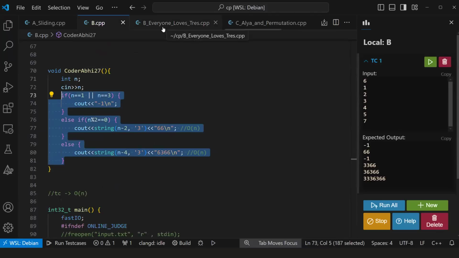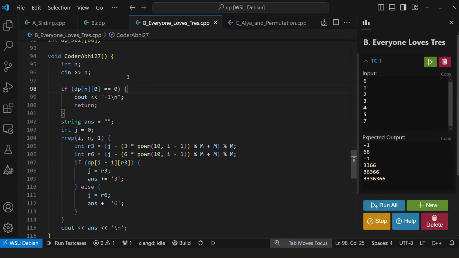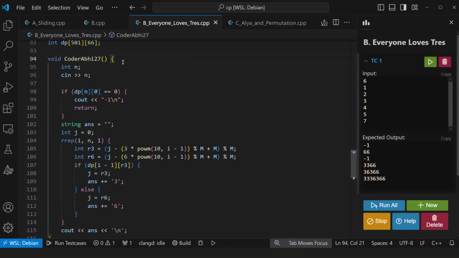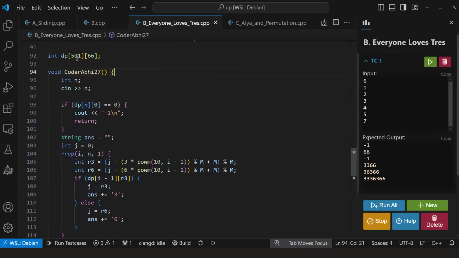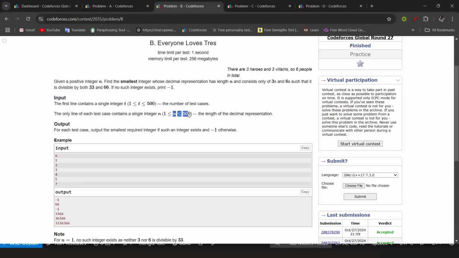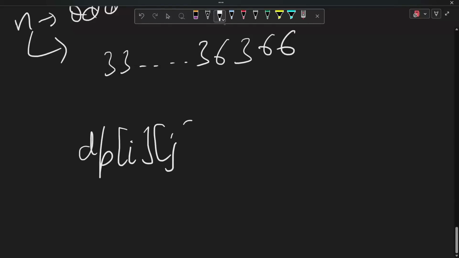I did not explain the DP solution because if you say for a B problem I am using DP, most of the people would not know DP. That's why I explained the easier solution. Now, for those interested in this DP solution, I would explain it in short also. What I did here is I just took a DP of n cross 66, with n being 500. So if you are not able to get the pattern, this was a general way of solving this problem.